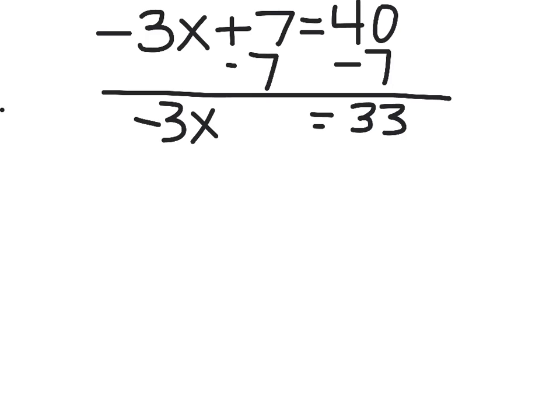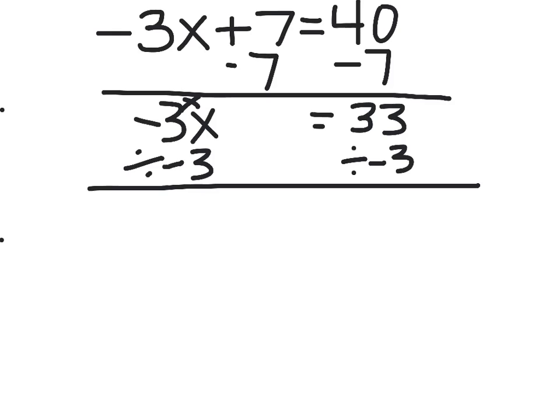I know this negative 3 next to the x means times, so negative 3 times x equals 33. I'm going to do this the exact same way I did before. The opposite of times, that's divide. So I'll divide by the number that I have here. Notice it's not just a 3, it's a negative 3. So I need to divide by negative 3. What I do on one side, I need to do to the other.